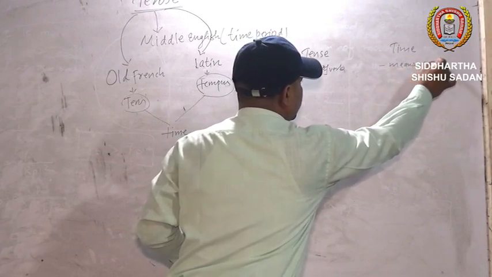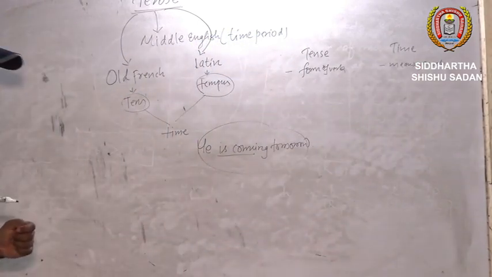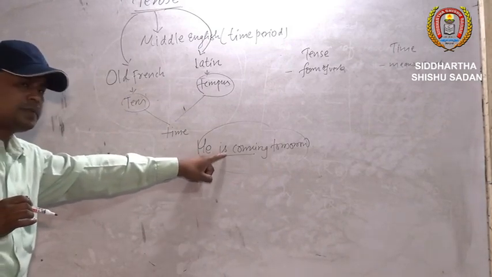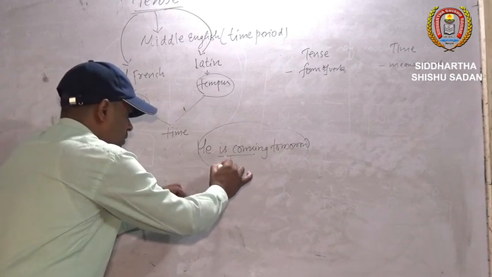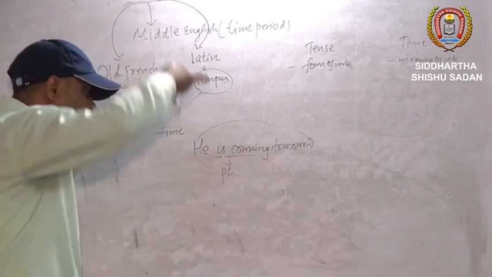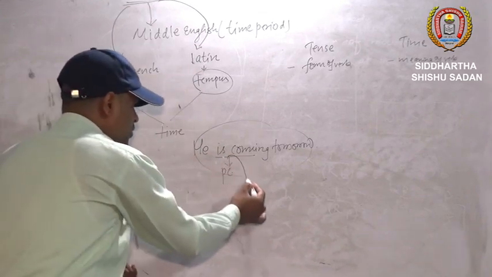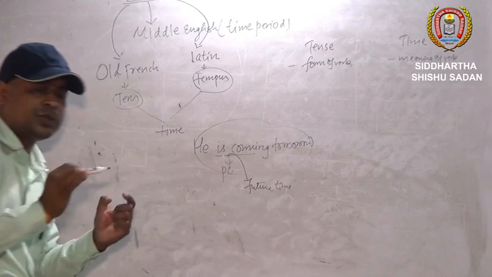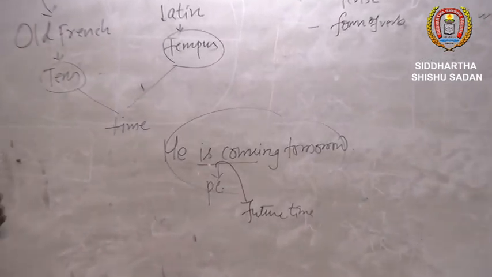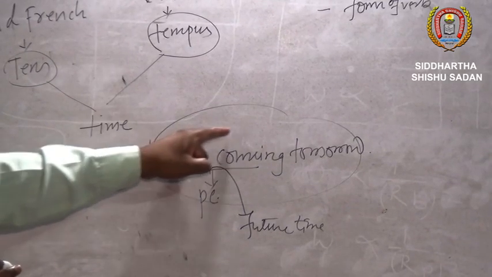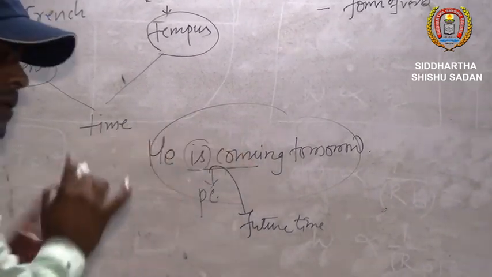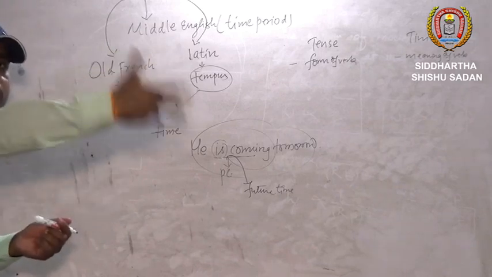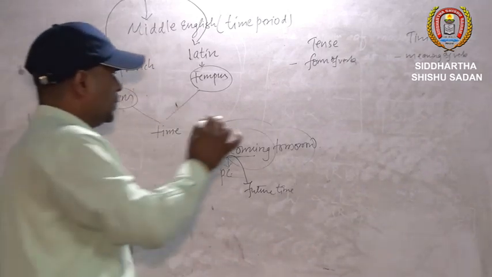If you see this sentence, it is present continuous tense, no doubt. Present progressive. But if we talk about its meaning, it has future time. It shows future time. So, my dear students, what I mean to show you here is that tense denotes the form of verb, is plus the verb, whereas time denotes the meaning. Coming is future time. Okay, number 2.